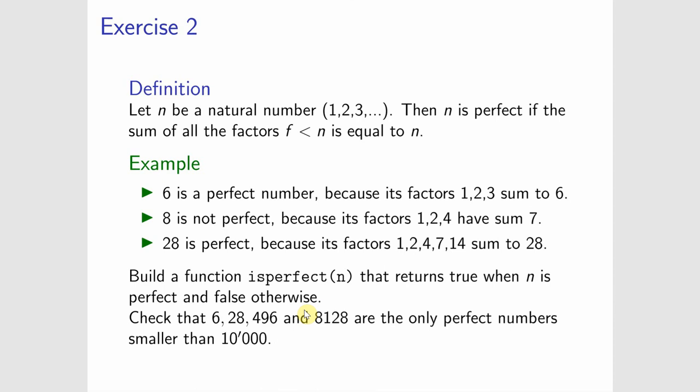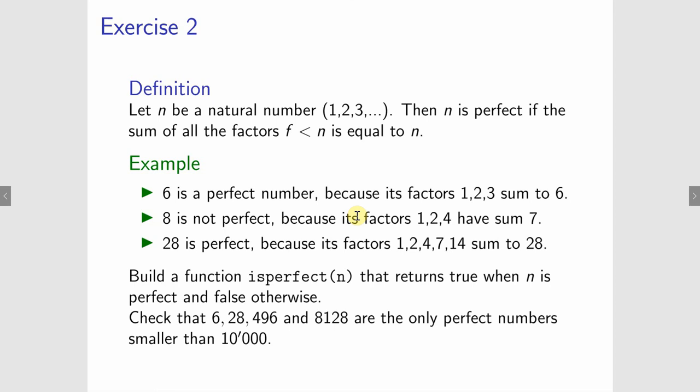Then exercise 2. Let n be a natural number, 1, 2, 3, etcetera. Then n is a perfect number if the sum of all the factors f smaller than n is equal to n. So, for instance, 6 is a perfect number because all the factors 1, 2, and 3 that are smaller than 6 sum up to 6. 8 is not perfect because it has factors 1, 2, and 4, which are smaller than 8, and they sum up to 7, and 7 is not equal to 8, of course. But 28 is perfect because the factors 1, 2, 4, 7, 14 sum up to 28.